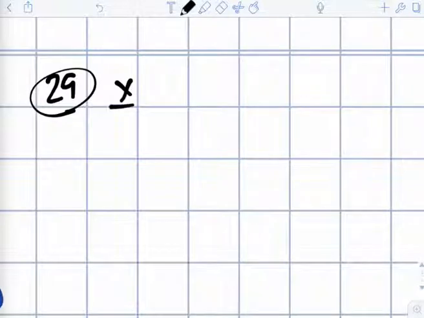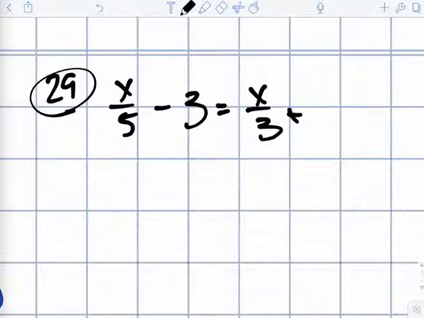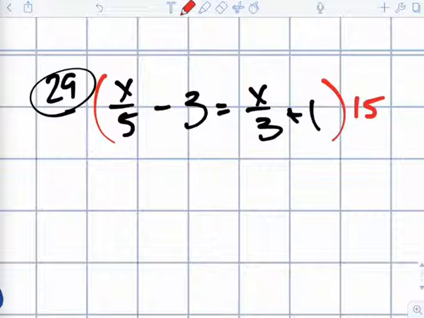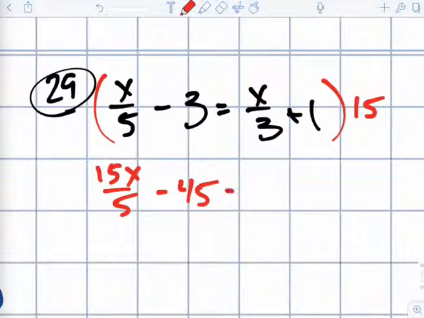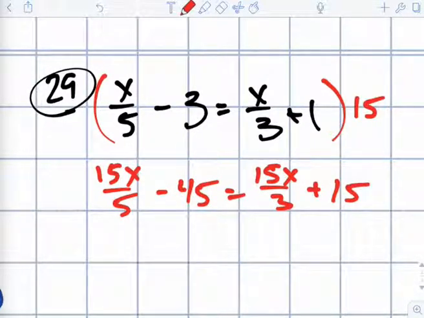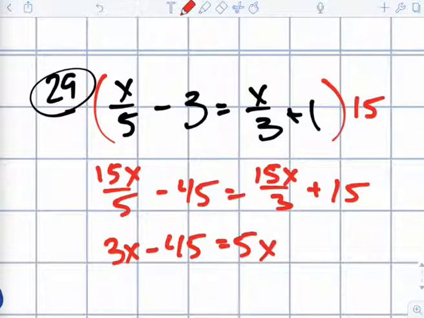29 is x over 5 minus 3 is equal to x over 3 plus 1. I don't want to deal with those fractions, so I'm going to multiply by the least common denominator of 3 and 5, which is 15. So I get 15x over 5 minus 45 is equal to 15x over 3 plus 15. And things cancel to give me 3x minus 45 is equal to 5x plus 15.